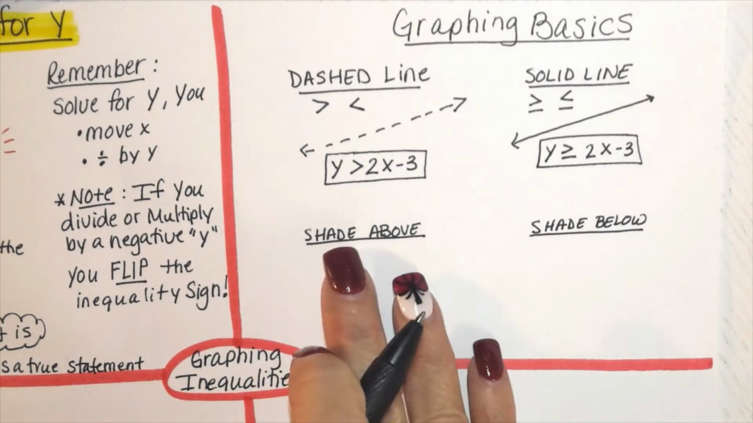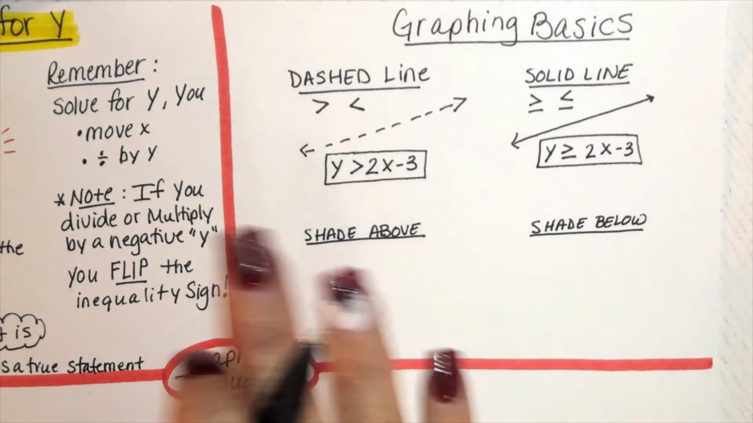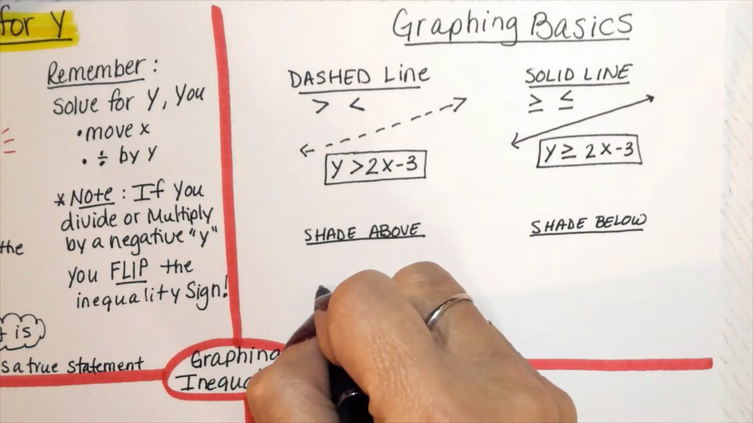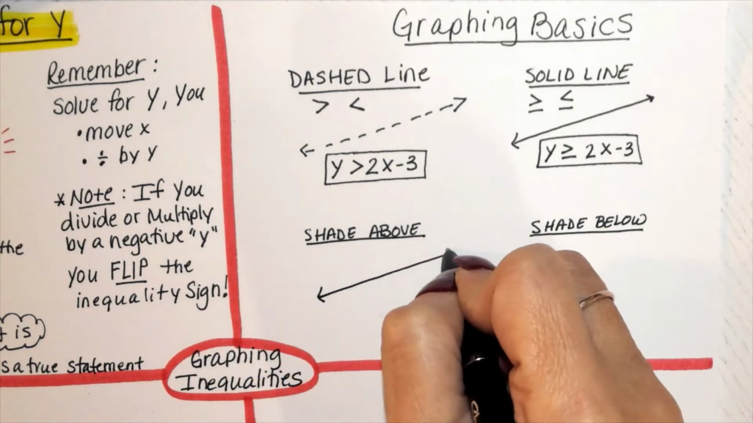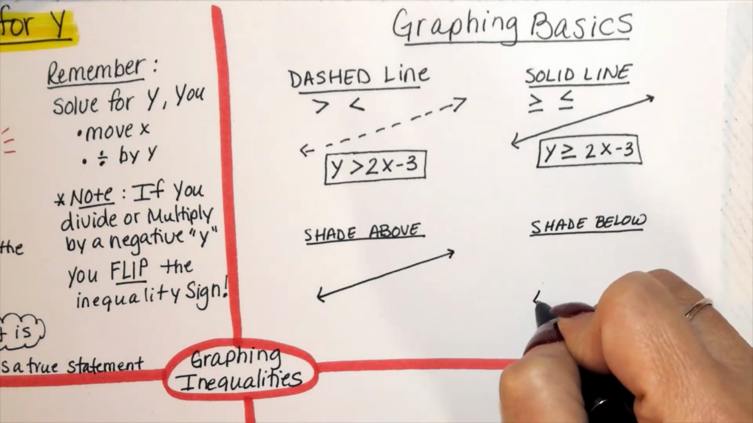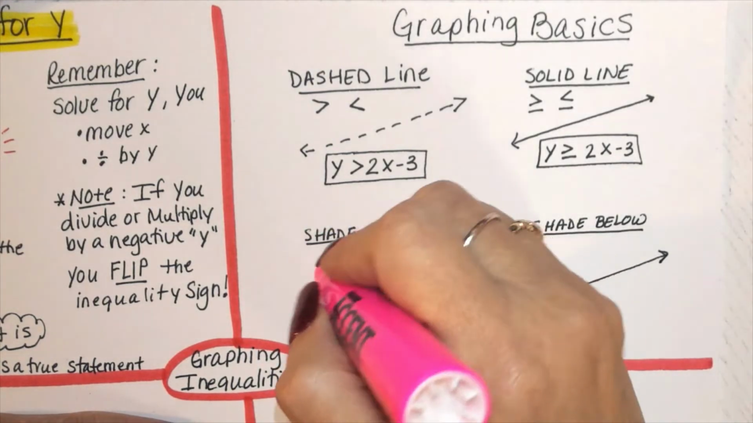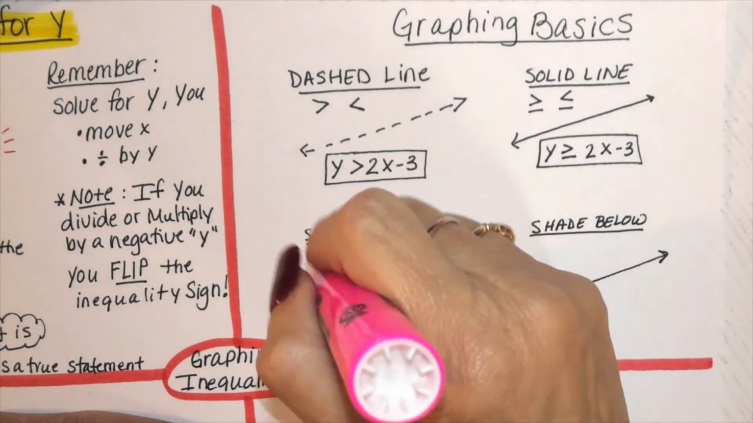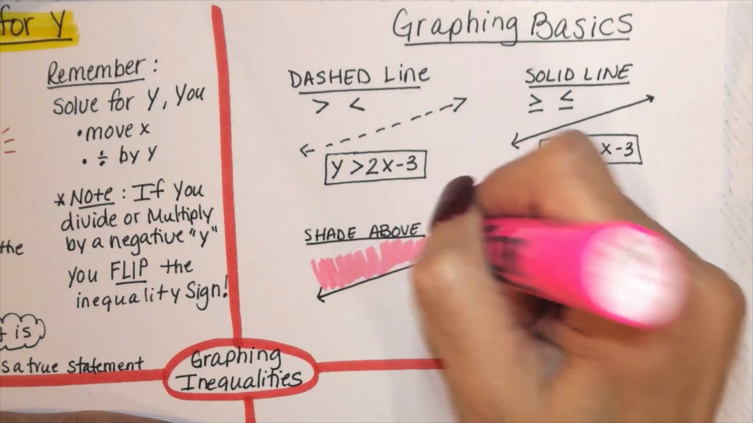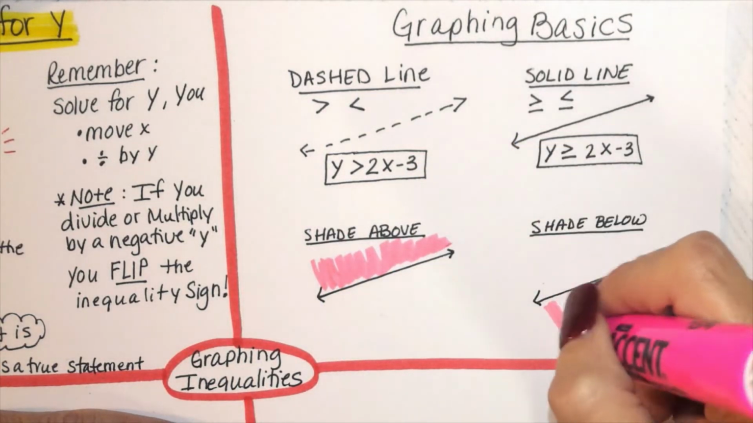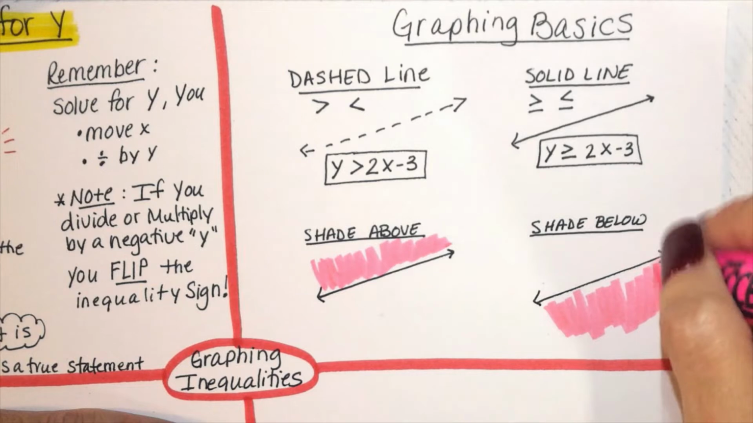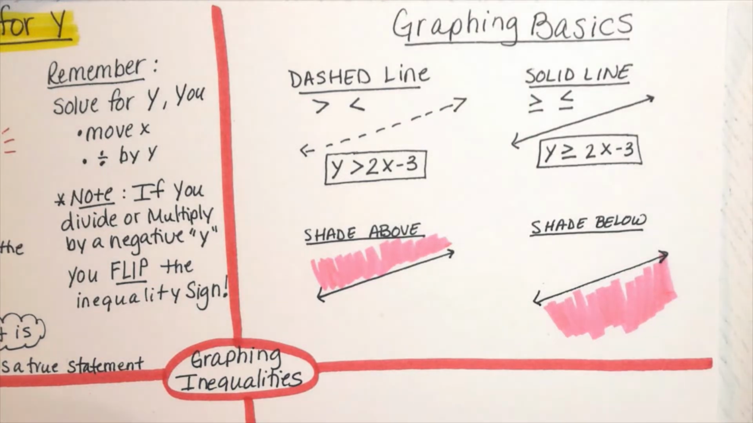Okay, shading above and below these lines. This is where it gets a little interesting, but I'm going to show you how to do it. Draw your lines again. Shading above. I just did 2 solid lines. This is what it's going to look like. You are either going to shade above the line like this. And this is really fun if you have highlighters. We tend to always kind of use the highlighters on this. Or below the line like that.